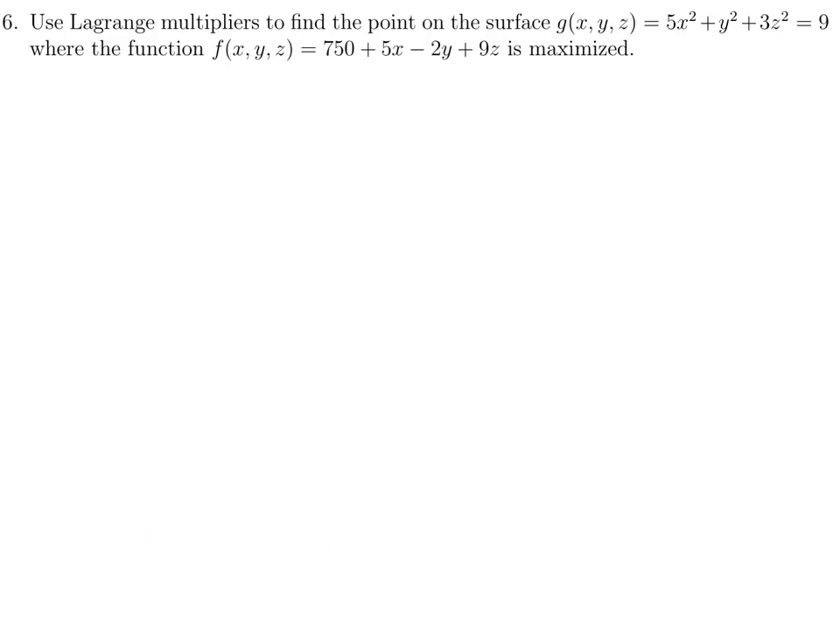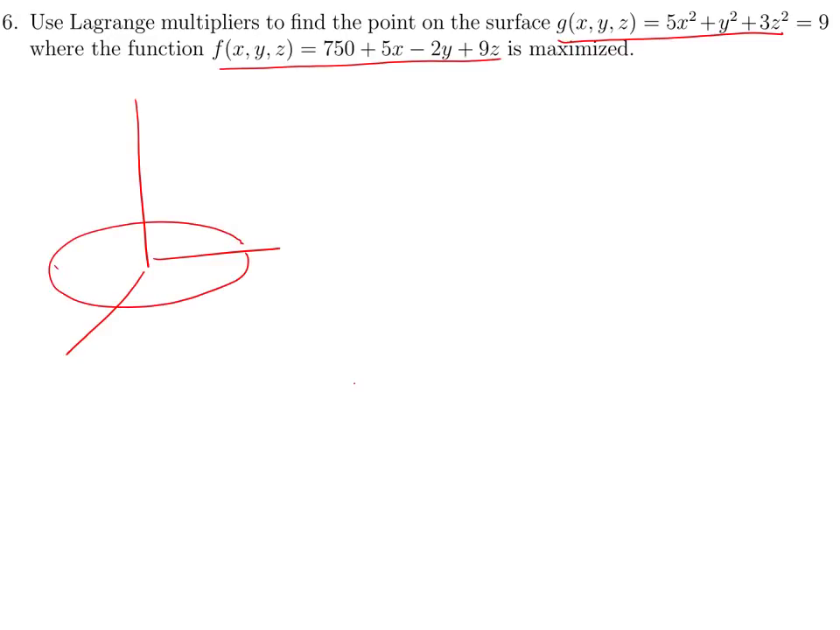Okay, so this is a question about Lagrange multipliers. You want to find a point on some surface where some function is maximized. We could just start writing down the equations and solving them, but let's draw a picture. The surface is fairly simple. If there were no 5, 1, and 3, it would just be a sphere, but with these coefficients, it's an ellipsoid.